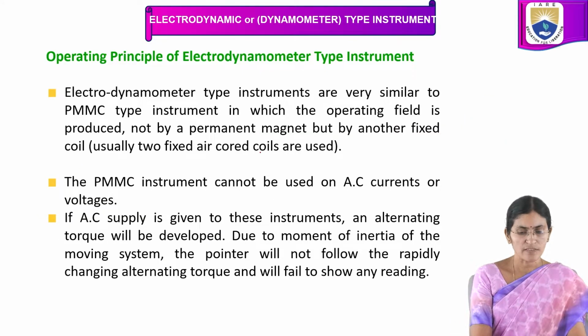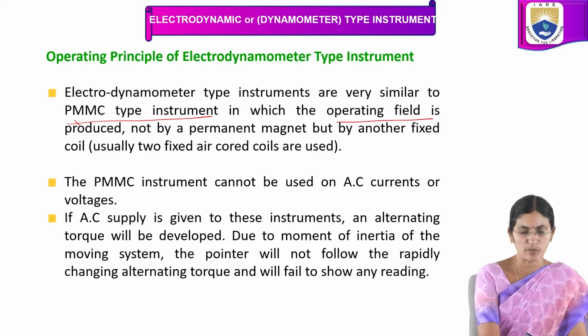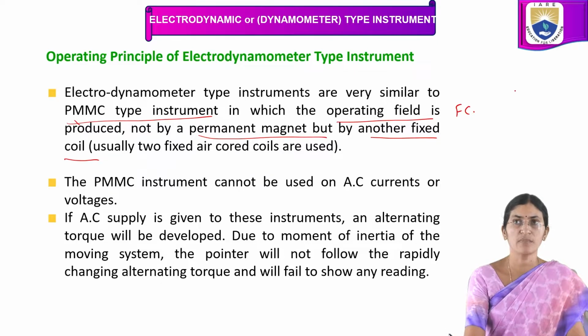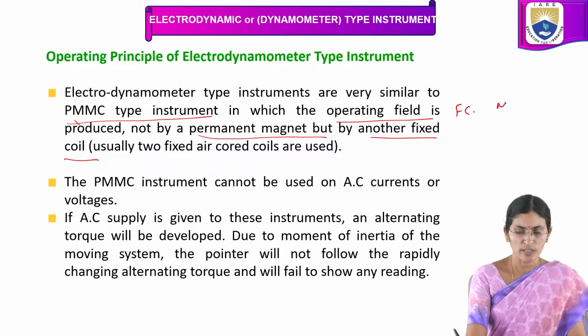These are very similar to PMMC type instrument, in which the operating field is produced not by permanent magnets as we have seen, but by another fixed coil. So there are two fixed coils here. We also represent them by FC, and the moving coil is there.